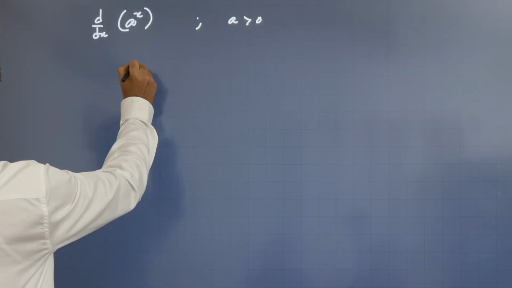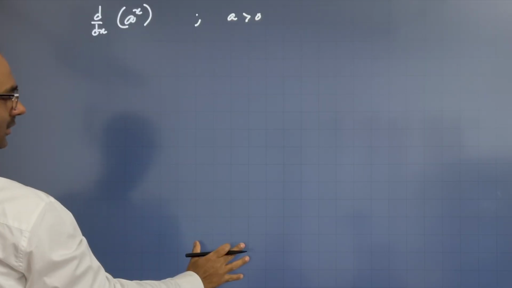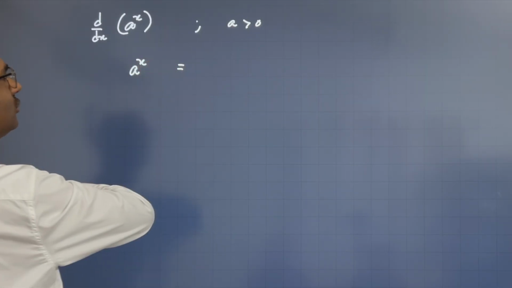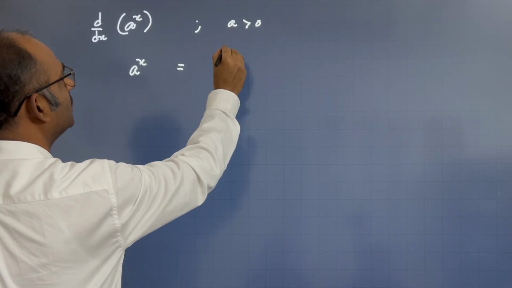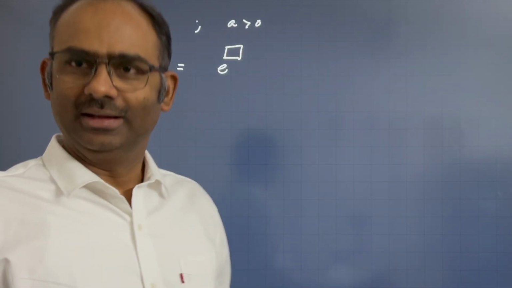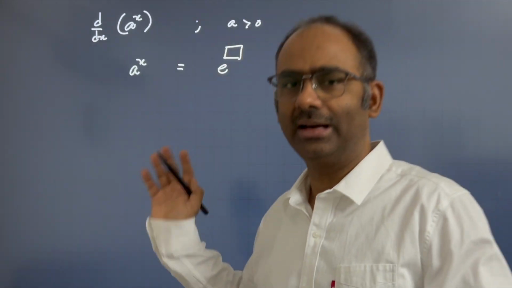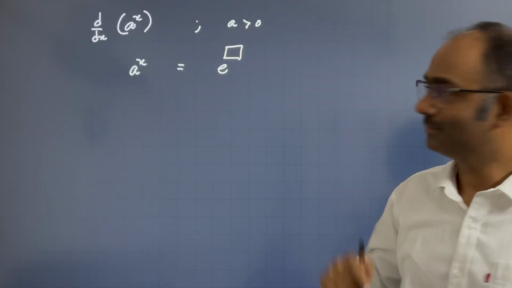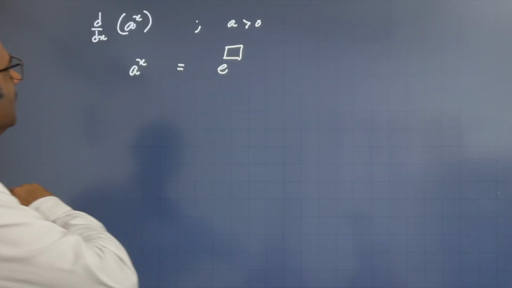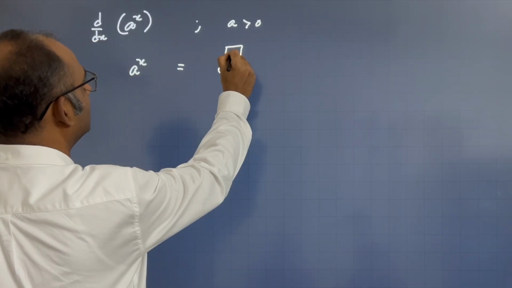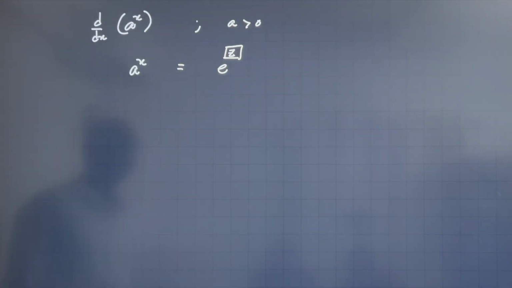So I want to write a raised to the power x as e raised to the power something here. Right? Because if I succeed in that, then I can use chain rule and differentiate e raised to the power whatever that is. Right? So let's call it z. What is in the box? Let's call it z. Okay?